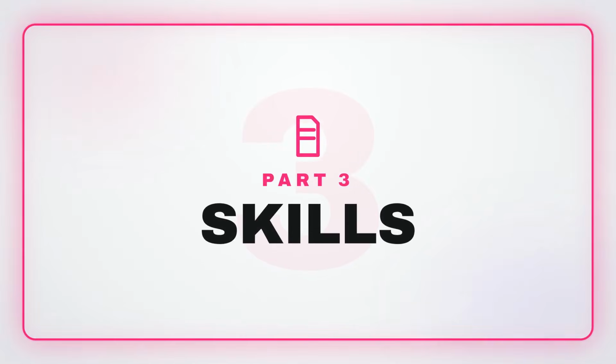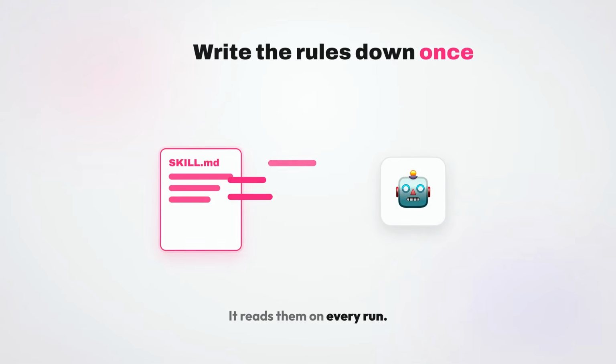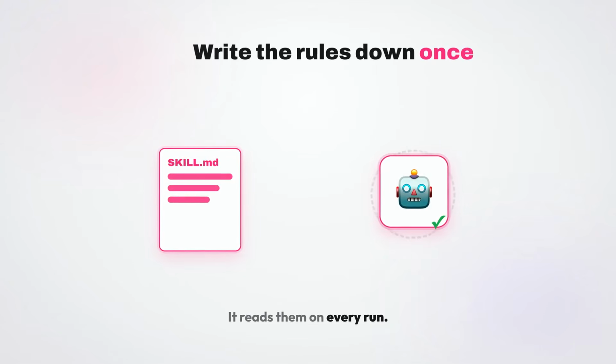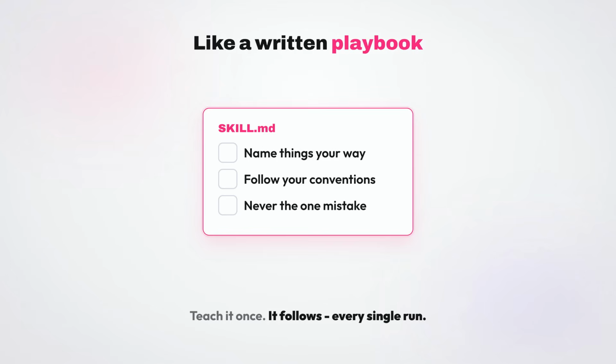Part 3, skills. This is your playbook. Every time an agent starts fresh, it forgets your rules. How you name things, the one mistake you never make twice. A skill is a small file where you write your rules down one at a time, once, and the agent reads it on every run. So you write it down once, and then the agent stops guessing every single run. It's the same idea in every tool, a plain file called skill.md. So you teach your AI agent one time, and it stays taught. It's like training a new hire with a written playbook, instead of explaining the whole job from scratch every single morning.